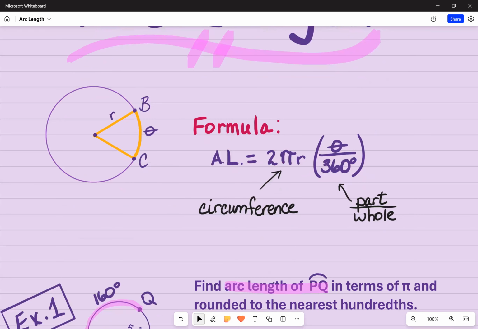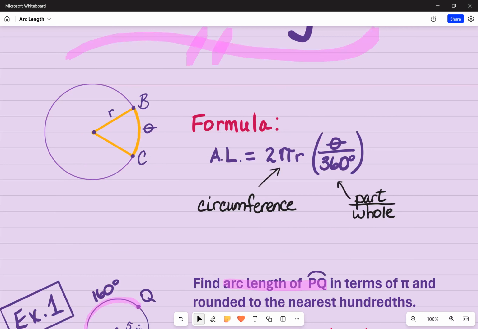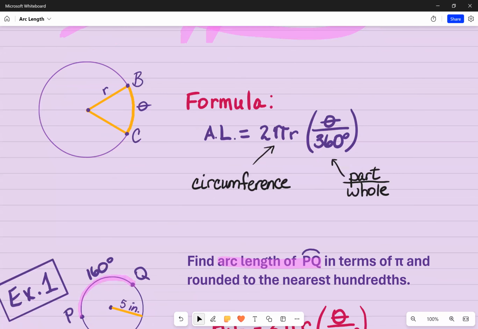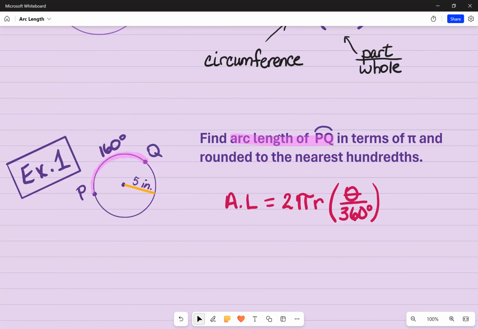But we are given a formula, and the formula that I am showing you right now, AL represents arc length, and then it's going to be set equal to 2 pi r, which is your circumference. And then we're going to multiply that by theta out of 360 degrees, which is the entire measure of the circle. So the theta is going to represent the portion of the arc that you are trying to find the length for. So when we are using theta, that is the arc measure, but we're trying to find the arc length. So make sure you understand the difference between those two.